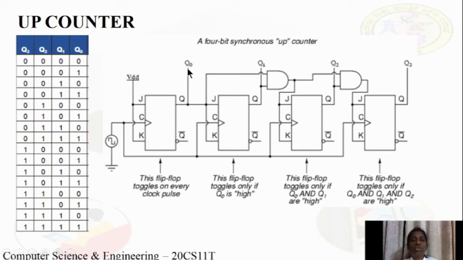Then Q0 will be either 0 or 1. Initially it is 0. It will change from 0 to 1. Then for the next clock pulse, it will change from 1 to 0. For every clock pulse, it will change its state from 0 to 1 or 1 to 0 because of the JK flip-flop feature.